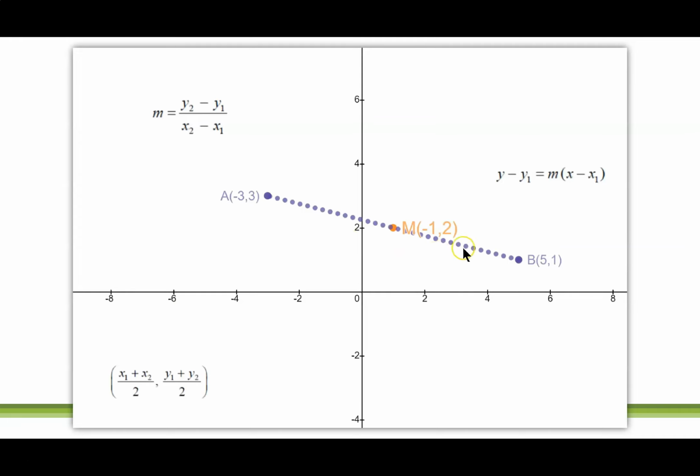What do I do with it? I put that information along with the information about the point -1, 2 into our slope point format of a line, and I come up with that right there. And again, like before, this is just a small piece of the line. It's a line segment. It has a finite beginning and end. Normally lines don't have an end or a beginning.